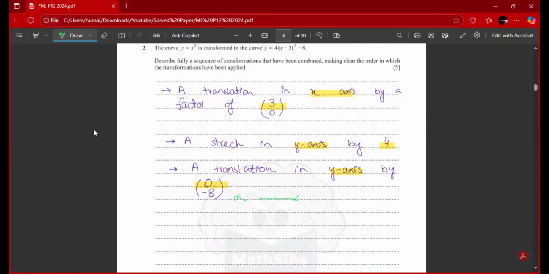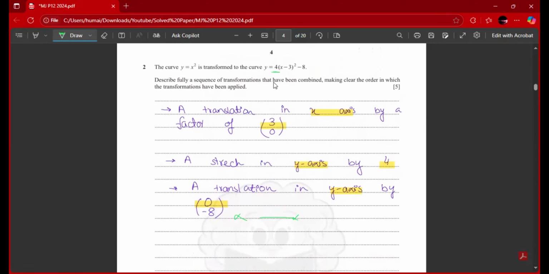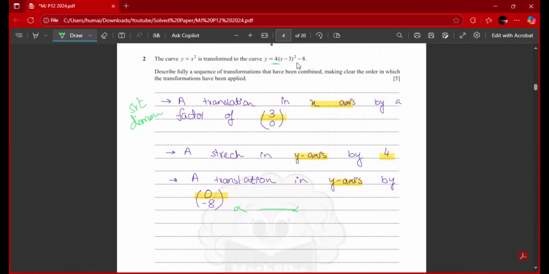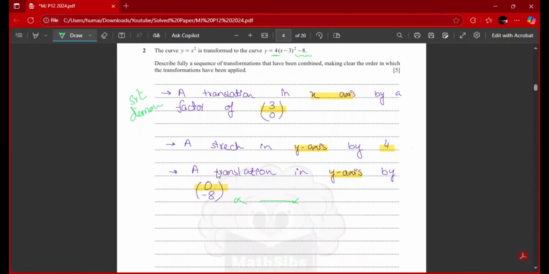Similarly, now we are going to move forward. We have a stretch of 4 because according to the SRT demon, we have to stretch first. So stretching by a factor of 4 in the y-axis, you have to write the axis correctly with the factor that is being worked on, like in translation, in reflection, stretching, whatever. And then we have a translation in the y-axis. If it's -8, we are going to write it as it is. Okay? I hope it's clear.